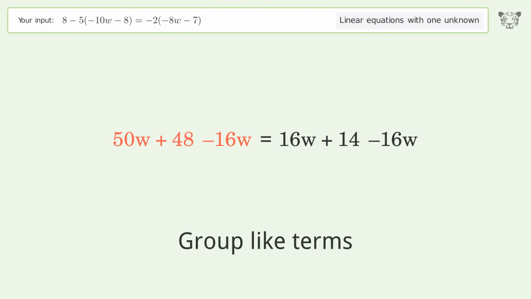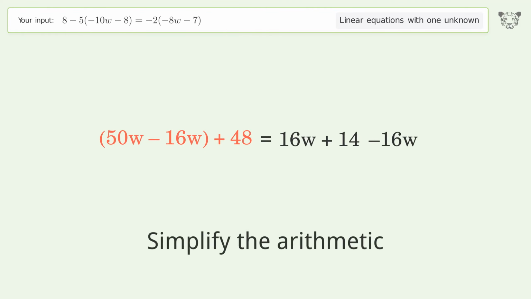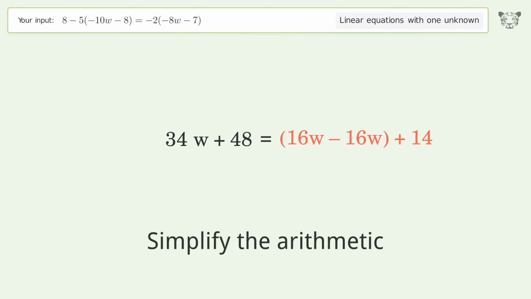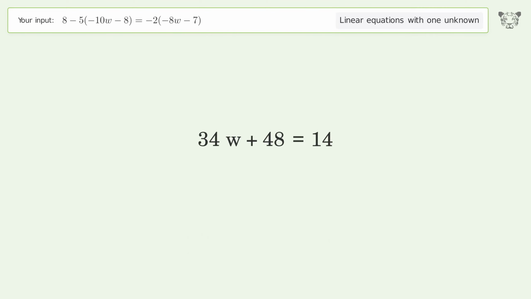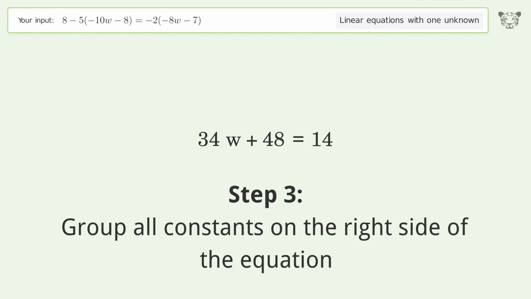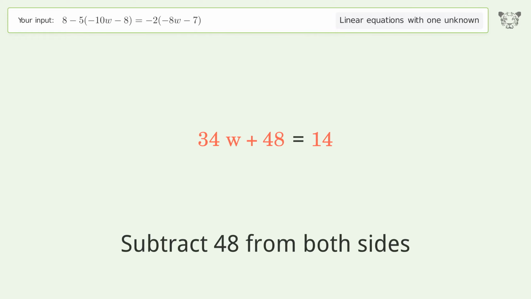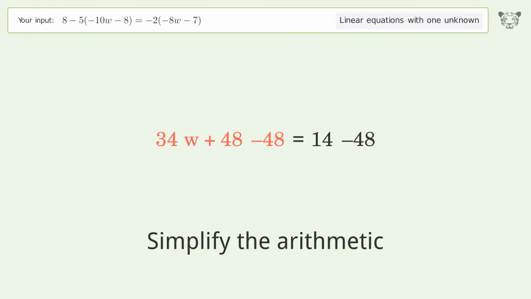Group like terms. Simplify the arithmetic. Group like terms. Simplify the arithmetic. Group all constants on the right side of the equation. Subtract 48 from both sides. Simplify the arithmetic.